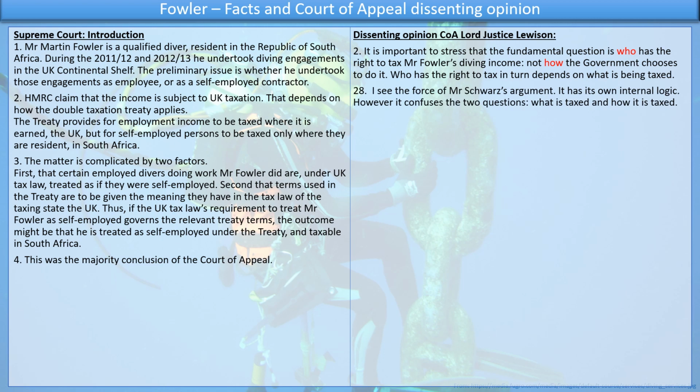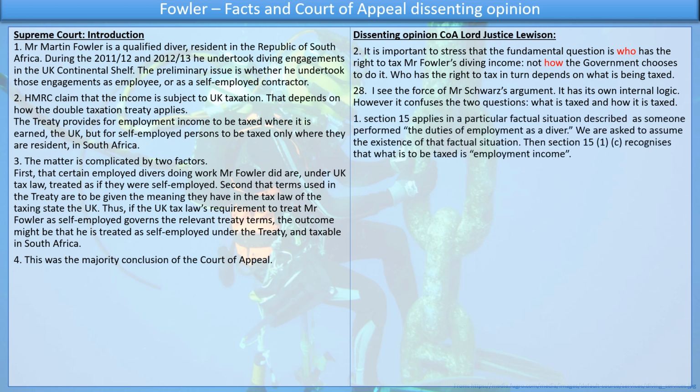And then he went on to say, "I see the force of Mr. Schwartz's argument." Mr. Schwartz is Jonathan Schwartz, who is a barrister in the UK who represented Fowler. Schwartz, by the way, is South African by birth himself. And it says Mr. Schwartz's argument has its own internal logic. However, it confuses the two questions: what is taxed and how it is taxed.